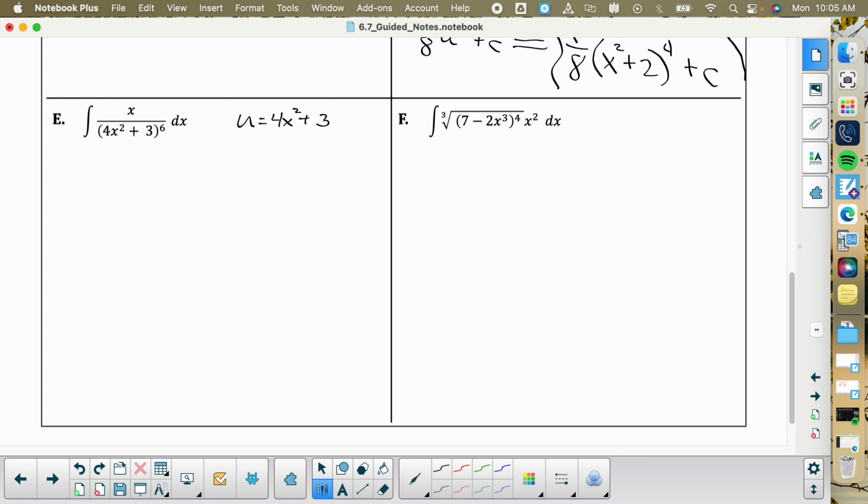On F, I sort of see the same thing. The 7 minus 2x cubed would be U, because du would be negative 6x squared.